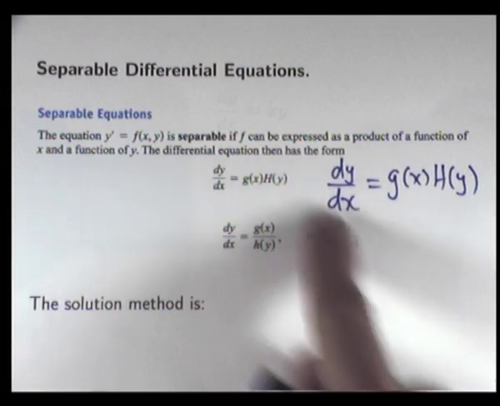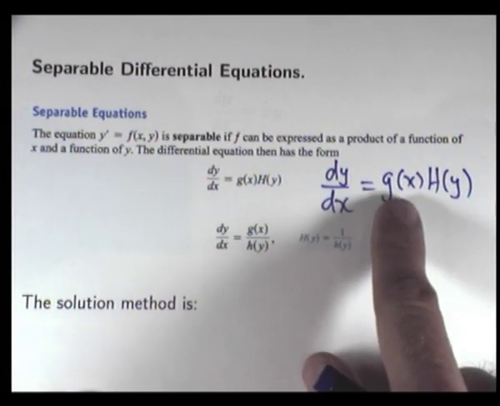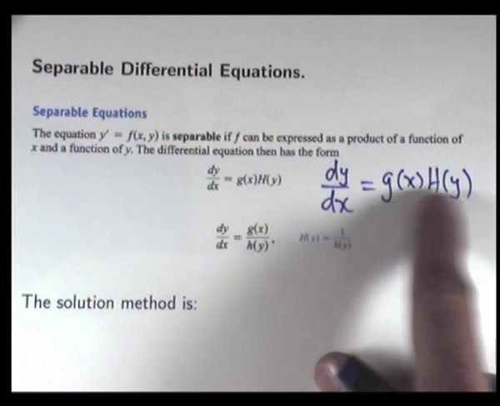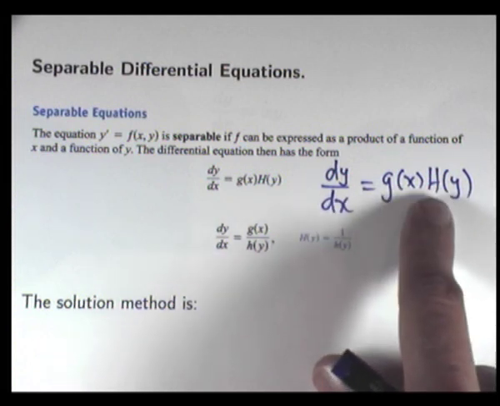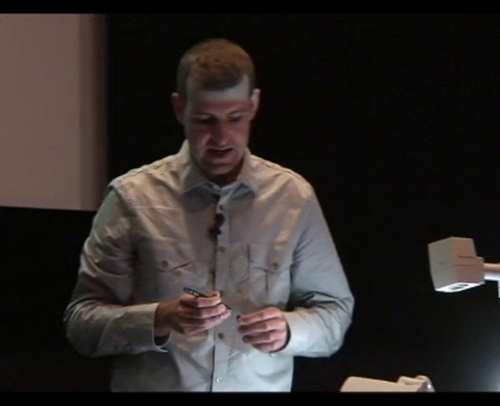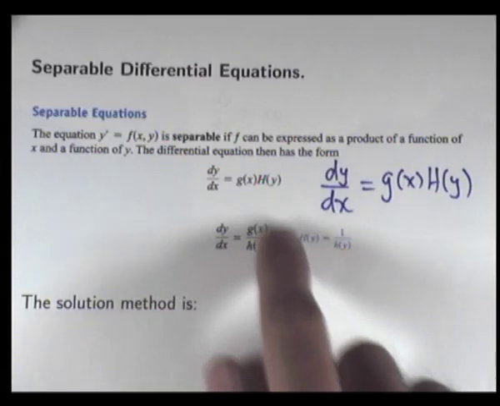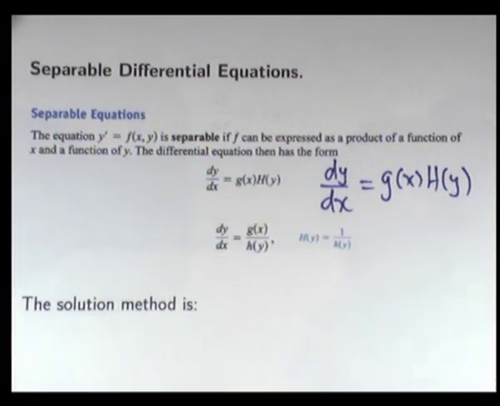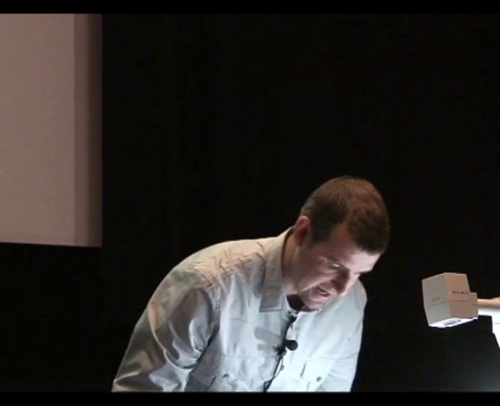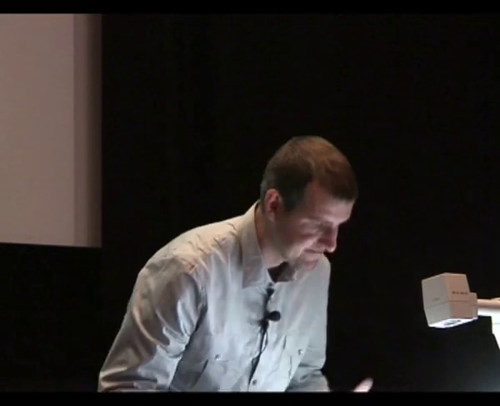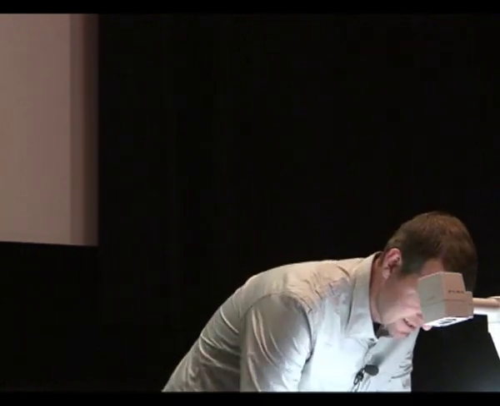a separable differential equation is a differential equation that has two functions, in this case g and big H, multiplied together, and each of those functions is a function of one variable only, x or y. Here you can see we've got a division going on. That's still a separable differential equation. Okay? All right, so how do we solve these things? Well, two basic steps.